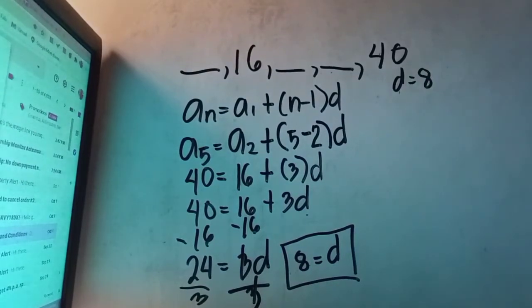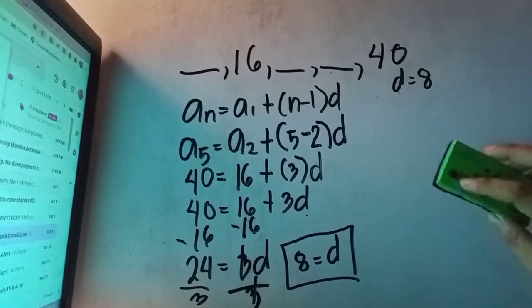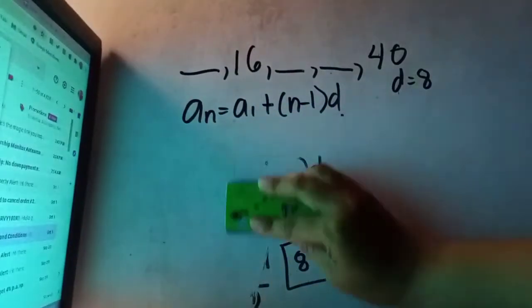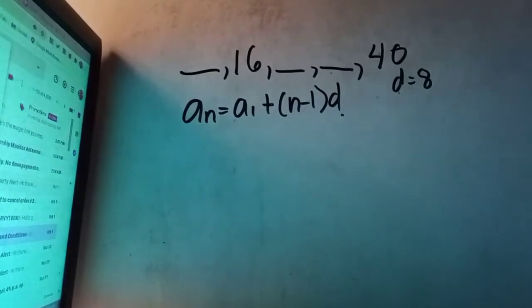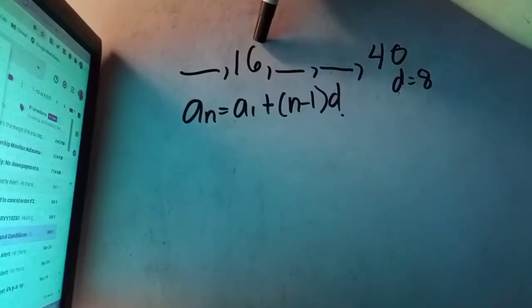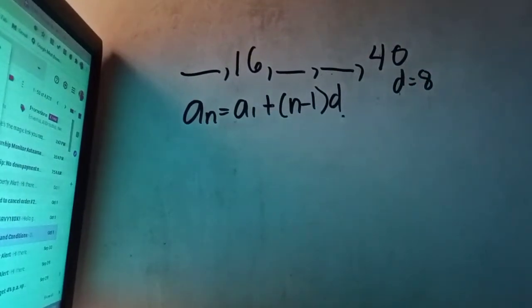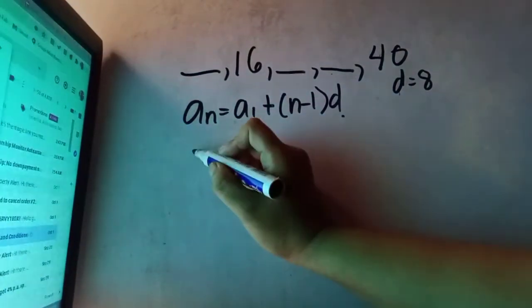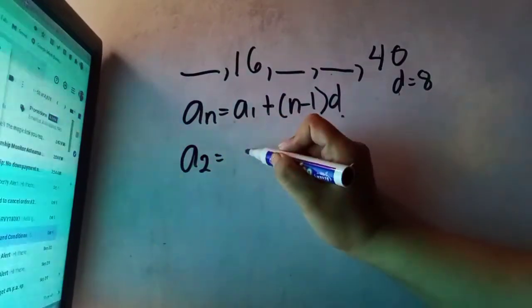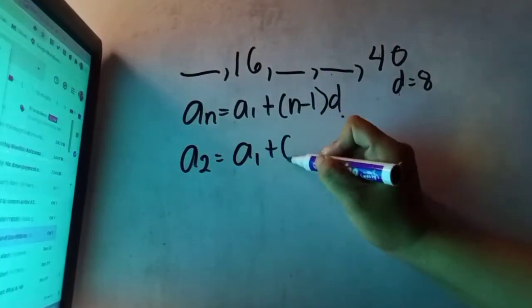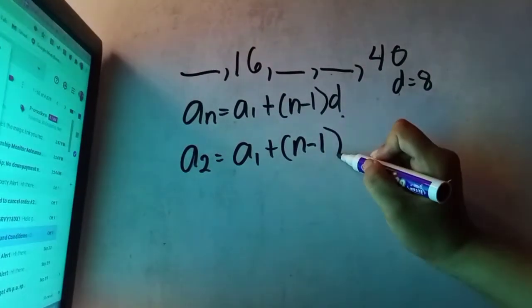Hanapin na natin ngayon ang ating A sub 1 or ang ating first term. Paano natin mahanap yung ating first term? Using the formula. Okay, so ano ang ating given? Pwede natin gamitin yung second term or pwede natin gamitin yung ating fifth term. So, para mahanap si first term, ang gagamitin natin ay si second term. Okay? So, A sub 2, kasi second term is equal to A sub 1 plus N minus 1. Ang ating D ay 8.